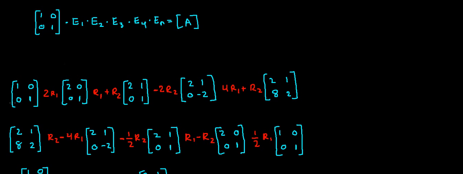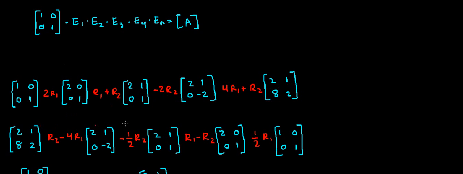It's like following directions. You can take directions from your house to some location. In order to get back, you just do the opposite of what you did. If you turned right, then on the way back you turn left. And you follow the reverse order. The first step is now last, the last step is now first. So 2 times row 1, row 1 plus row 2, minus 2 times row 2, 4 times row 1 plus row 2.